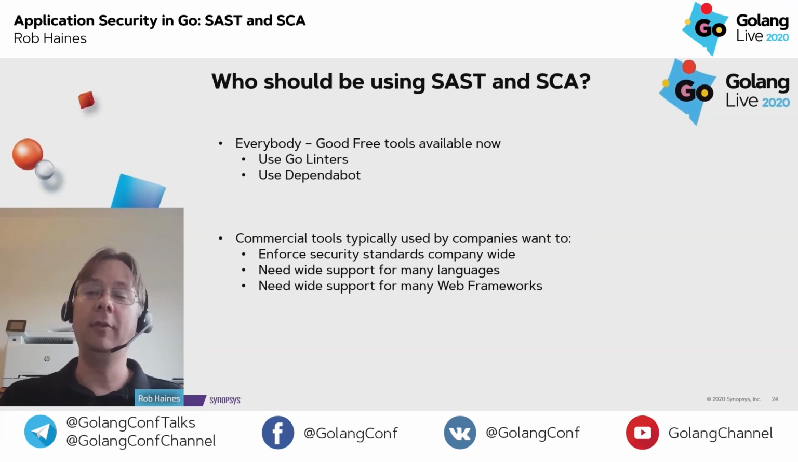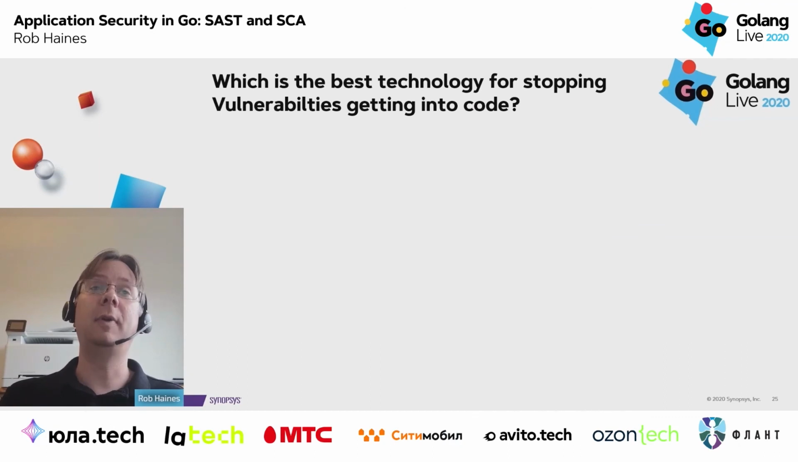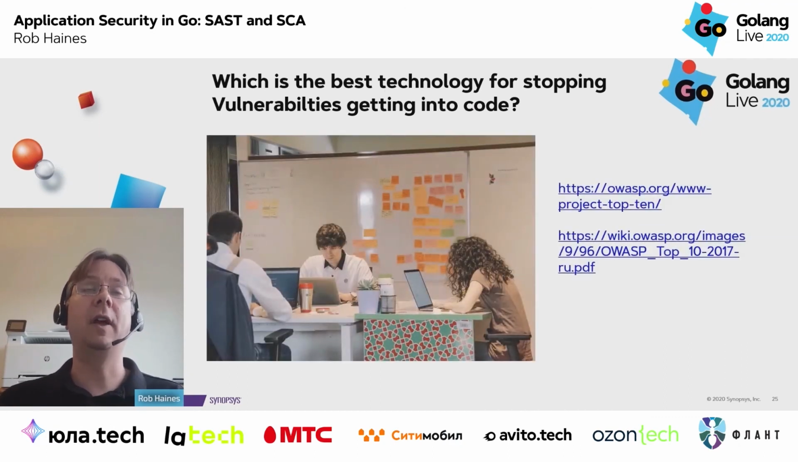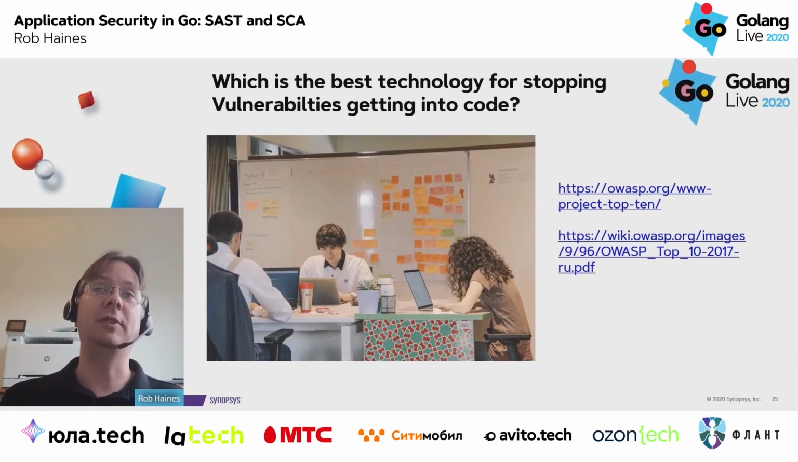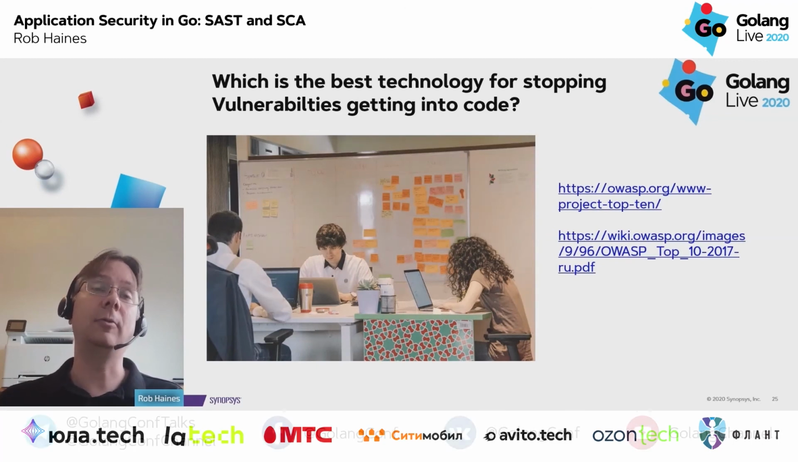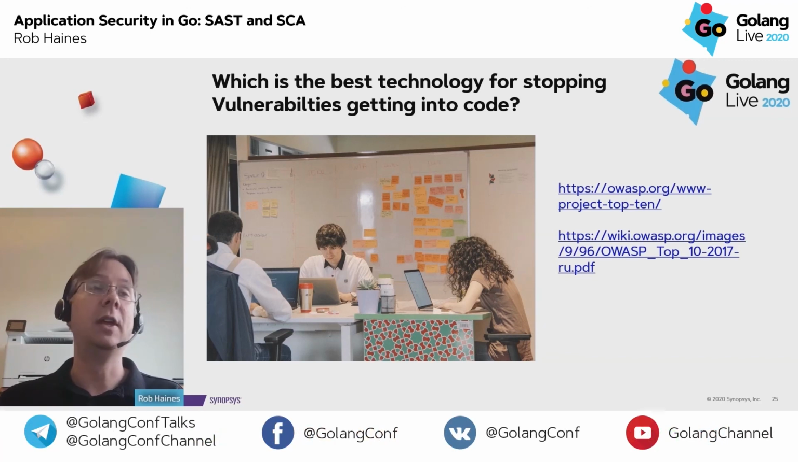And finally, which is the best technology? Now, the best technology is actually the developer. Making sure that the developer is trained on security will actually be a much bigger benefit than using these tools. The tools are great and they will catch things, but having people know this information and actually train on the OWASP top 10 is a very good thing. Now, Synopsys can do training courses. There is plenty of free information out there as well.